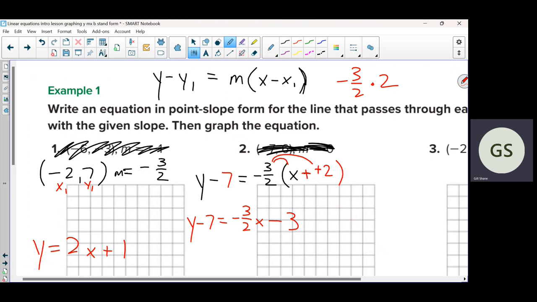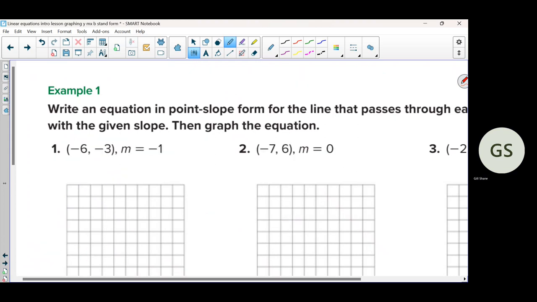So is anybody writing anything? Writes it all. So I'm still doing the one in the book.